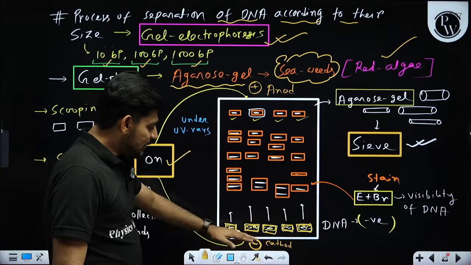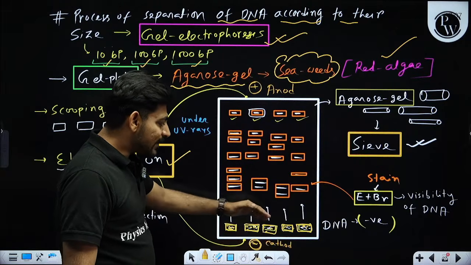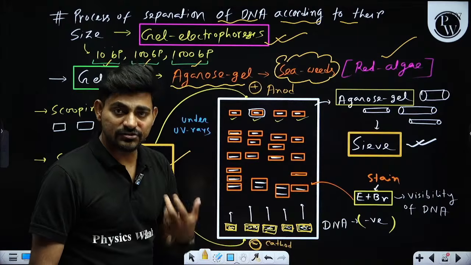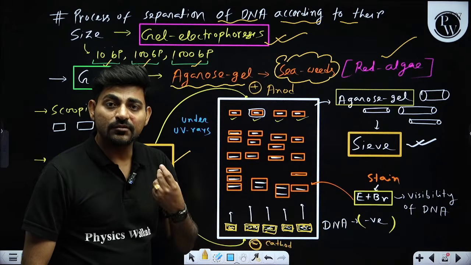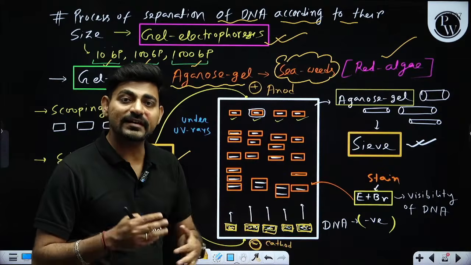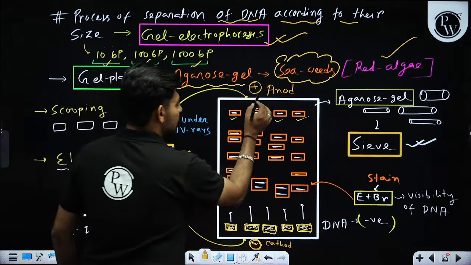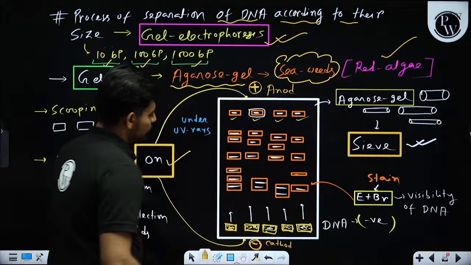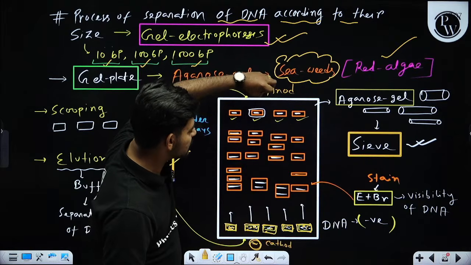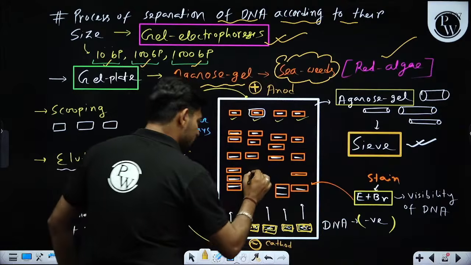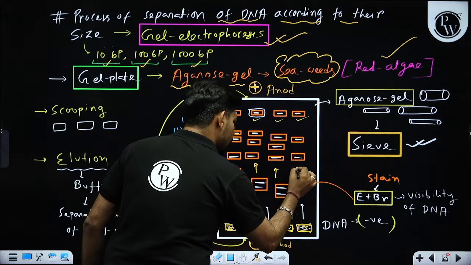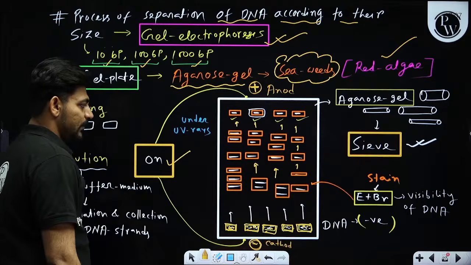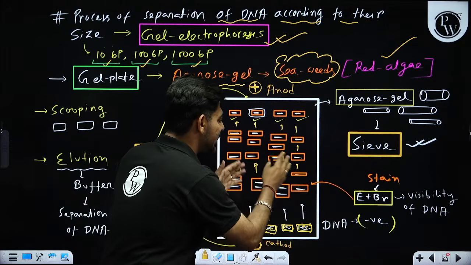Now, you know that the negative electrode will repel DNA molecules, because DNA molecules are also negatively charged, right? Due to the presence of phosphate, DNA molecules are negatively charged. So, the opposite electrode, the positive electrode or anode, is going to attract the DNA molecules towards it. Gradually, you will observe the DNA molecules moving towards the positive electrode, the anode, through the pores of this agarose gel.